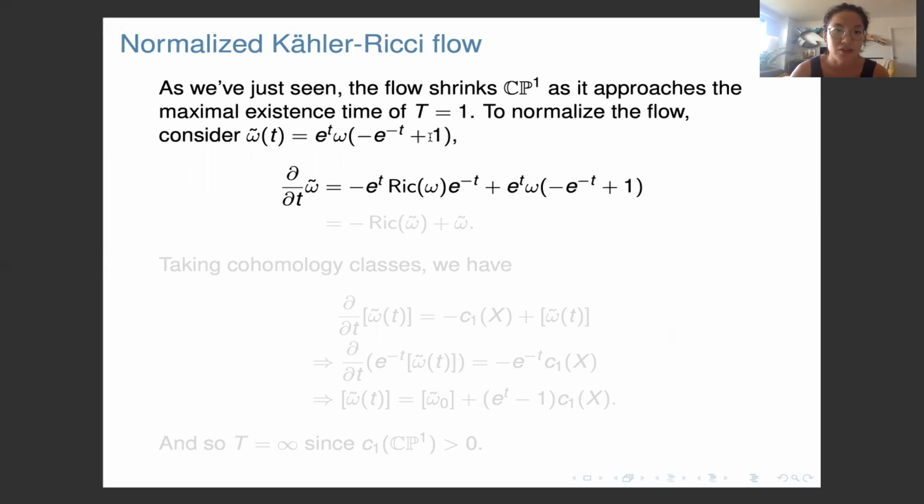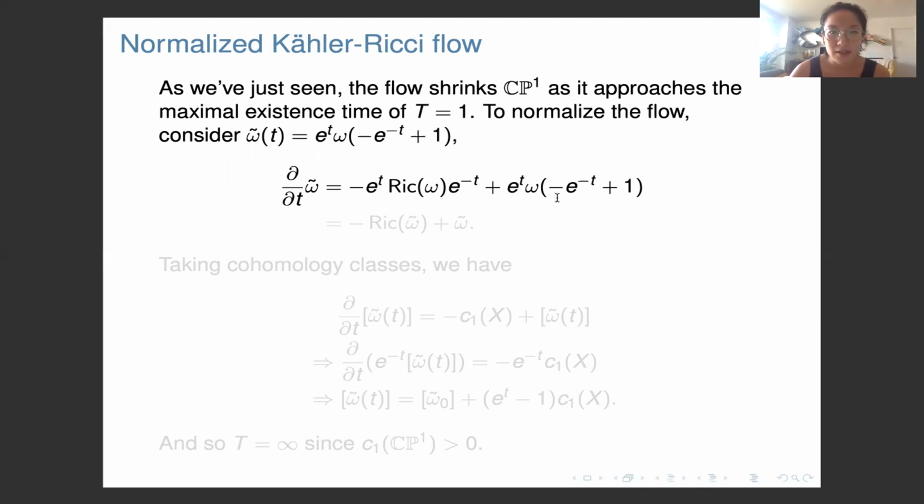And so this plus 1 is just to ensure that omega tilde at time t equals 0 has the same initial condition as omega at t equals 0. And so then taking its time derivative, firstly, if you leave the e to the t and differentiate omega in dt, assuming omega satisfies the unnormalized Kähler-Ricci flow, we get this Ricci term, and we also get this other term coming from the derivative of the inside part at t.